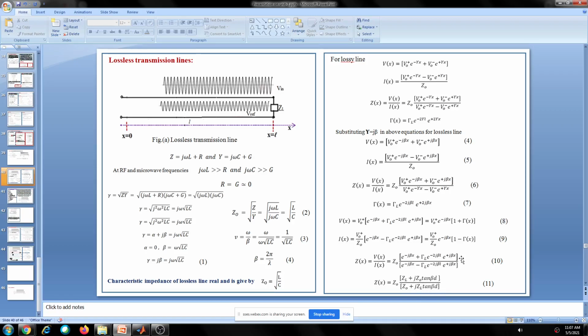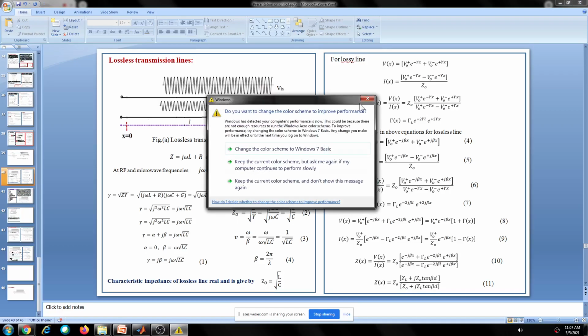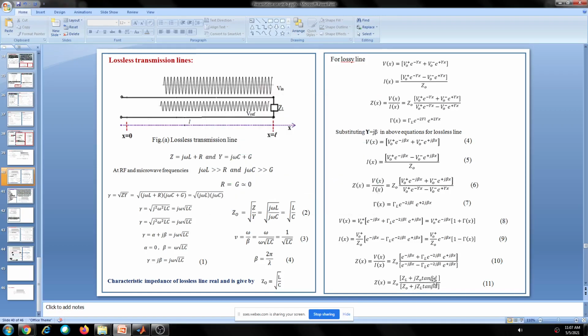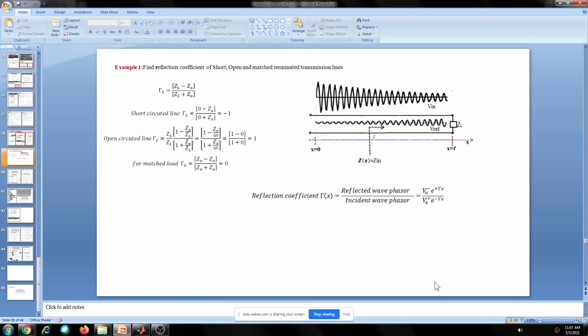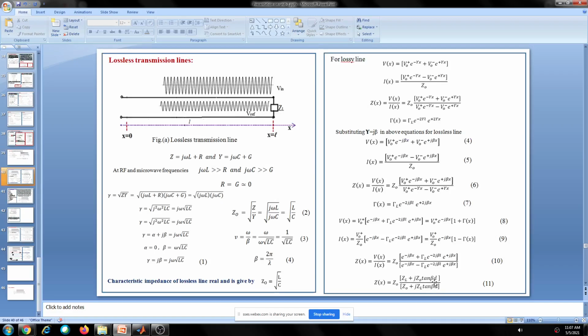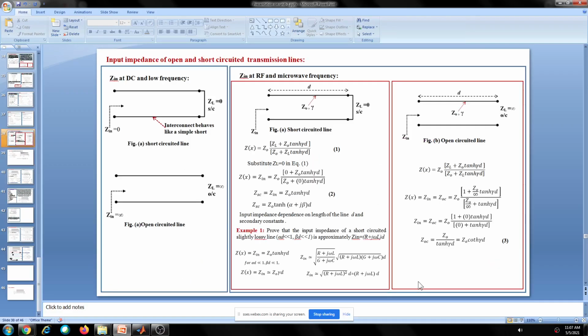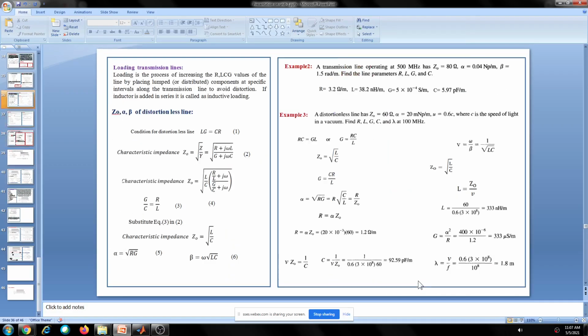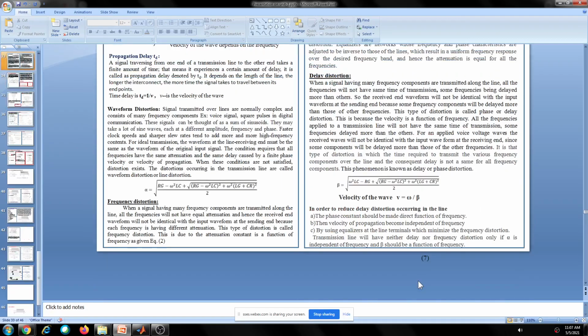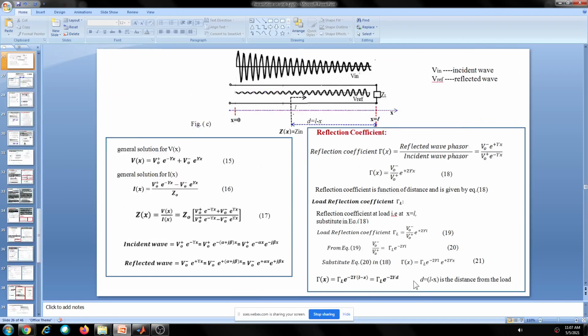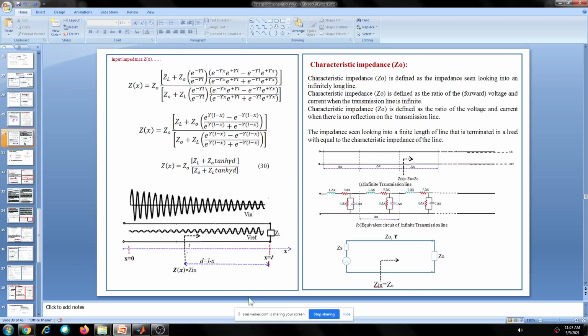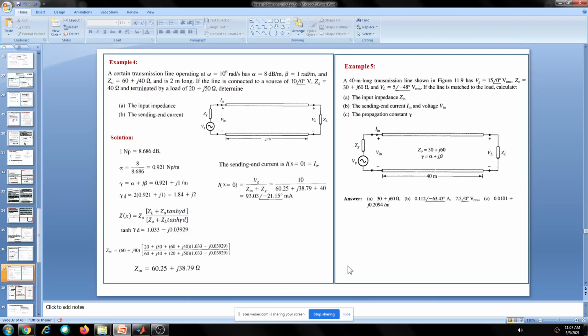Here, l minus x is the d. L minus x gives the value of d. That's why it is substituted here. D is the distance from the load point, the distance at which you are measuring the impedance from the load point. That is the d that we saw in the earlier class. So the distance from the load is d. It is L minus x, which we saw in the previous class.